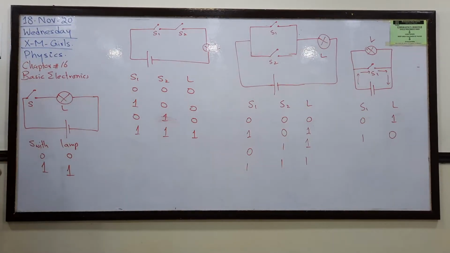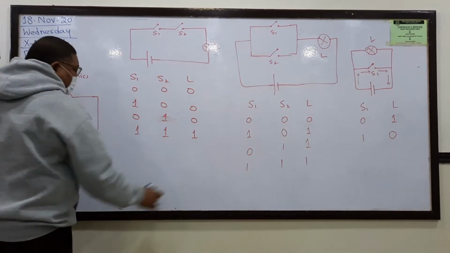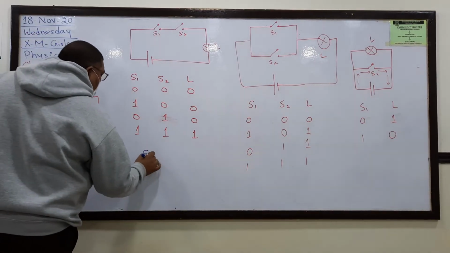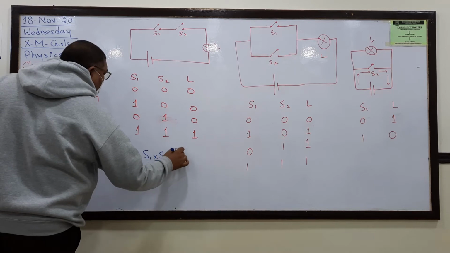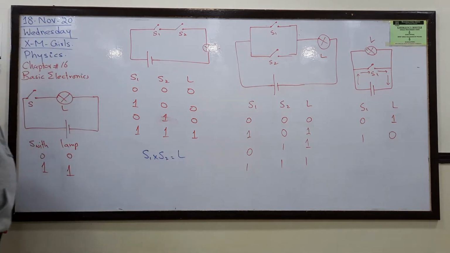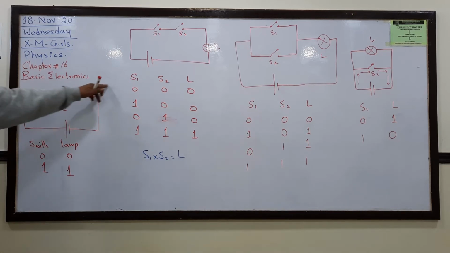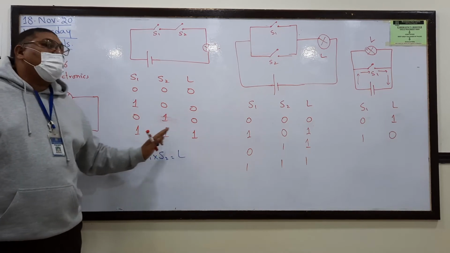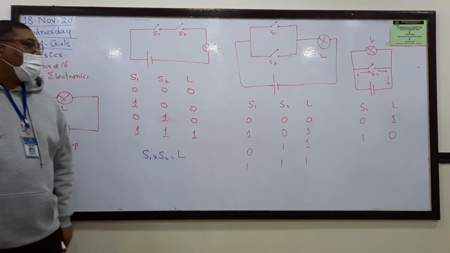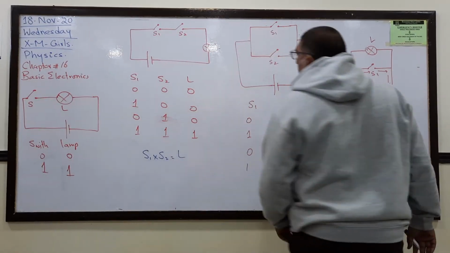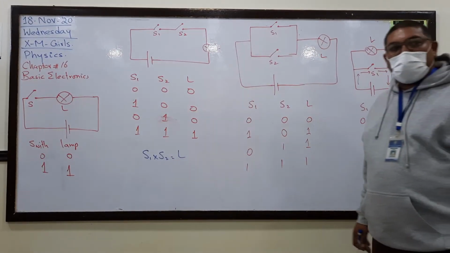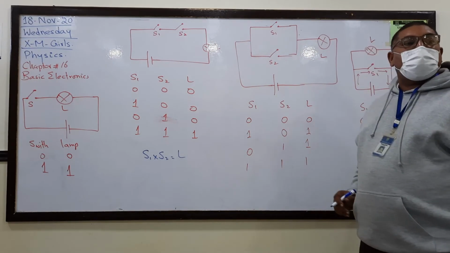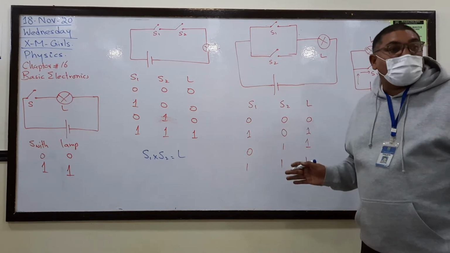From here, if I tell you I get this result by multiplying S1 and S2, will I be wrong? No. You see, 0 multiplies 0, 0, 1 multiplies 0, 0, 0 multiplies 1, 0, 1 multiplies 1. Okay. Look what happened here. We got this result by logic.